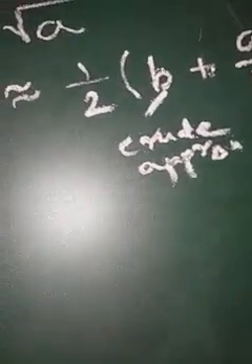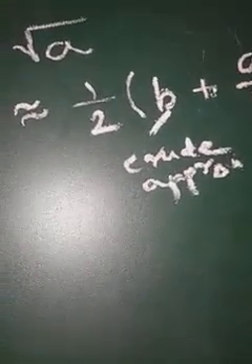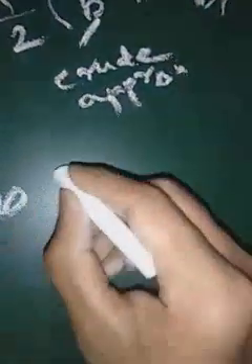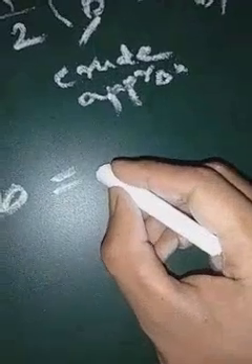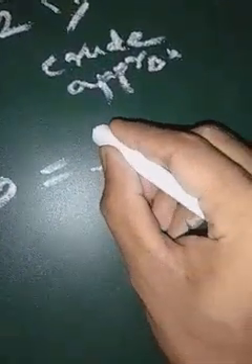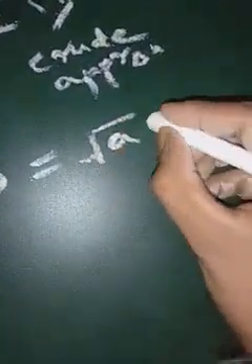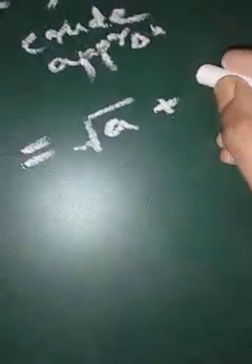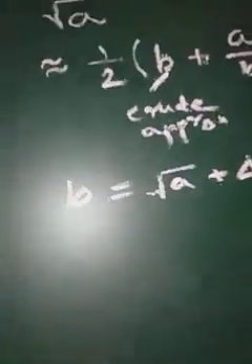First we'll prove that. So how do you do that? Let the crude approximation be b, and it is equal to, for example, root a plus something of a small quantity del. We write it. Okay.